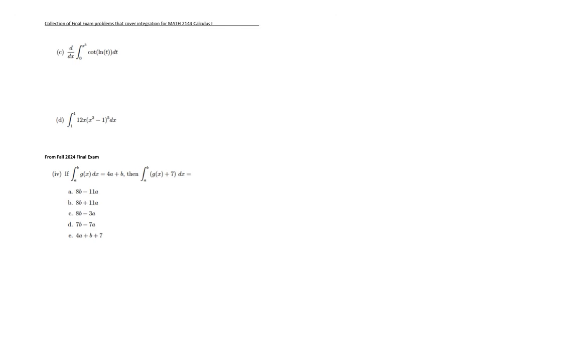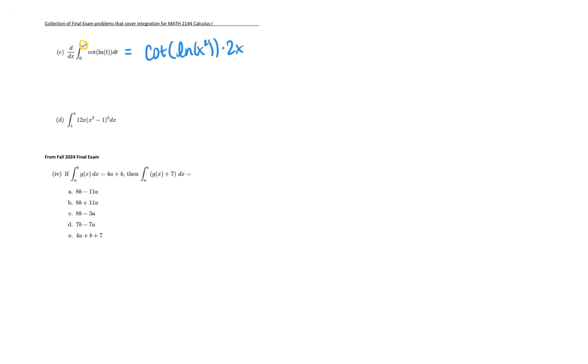For this one, I'm going to use the fundamental theorem of calculus part 2 combined with the chain rule. So I notice that I have a function of x in the bound. So the derivative of this is going to be cotangent of natural log of x squared times 2x. So I have to multiply by the derivative of the inside function.